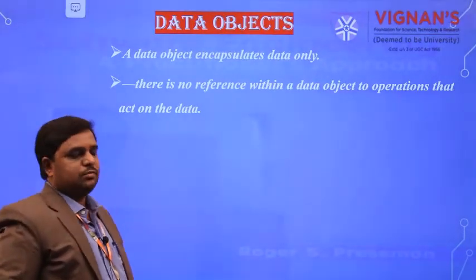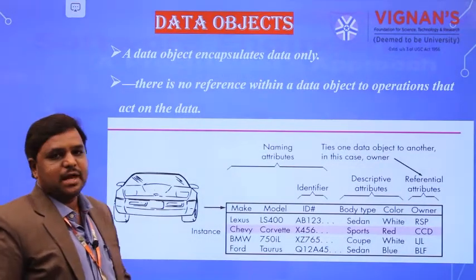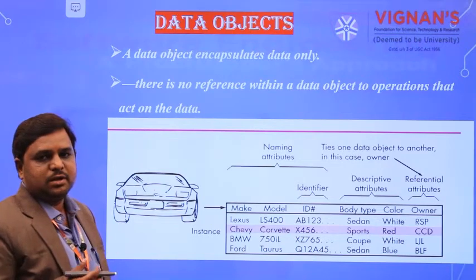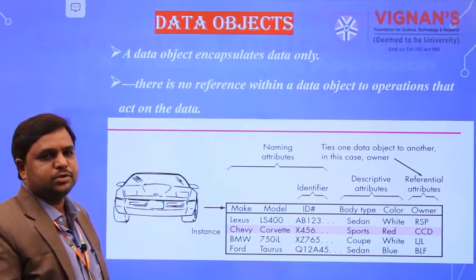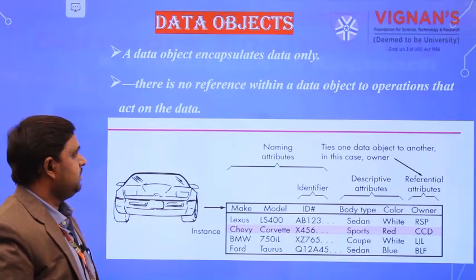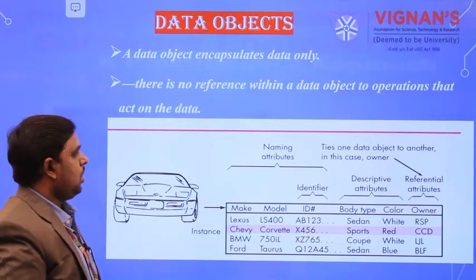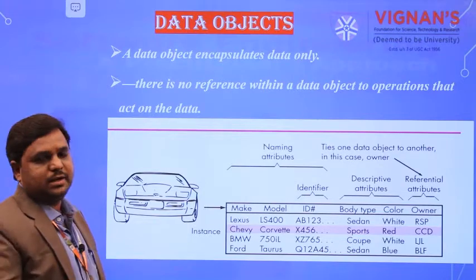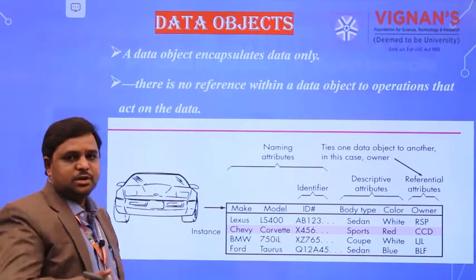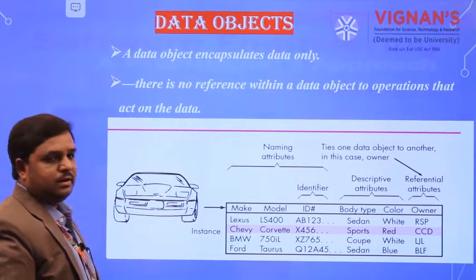A data object is going to encapsulate data only. That means it hides unnecessary data and projects the actual data. Therefore there is no reference within the data object to operations that act on the data.